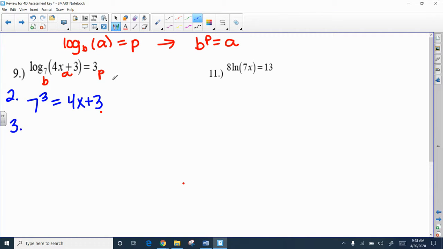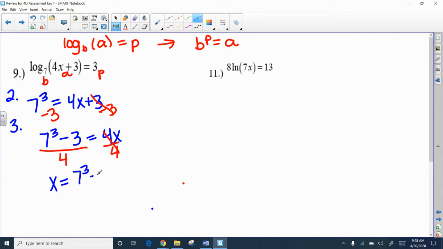So now if I'm trying to solve for x, I would subtract 3. So we would have 7 to the third power minus 3 equals 4x. And then to get the x by itself, I would divide by 4. So this whole thing is divided by 4. So we have x equals 7 to the third power minus 3 divided by 4.